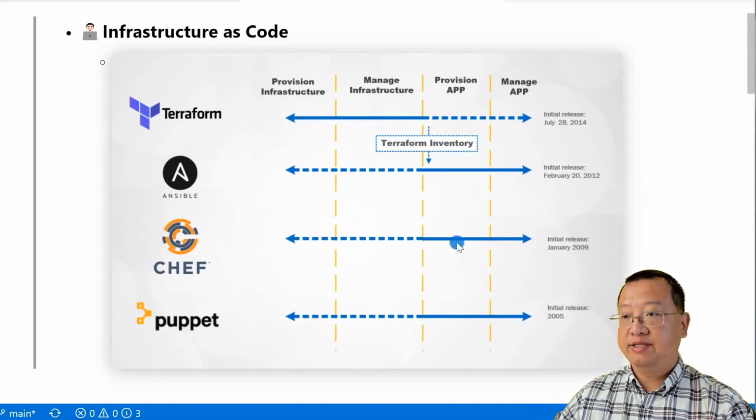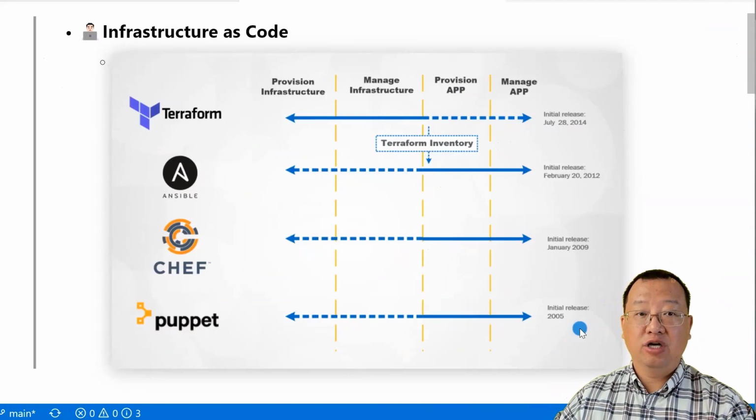Chef and Puppet are also configuration management tools. Chef was released in 2009. Puppet was released in 2005. They can automate tasks like installing software, configuring databases, and deploying applications, like Ansible.